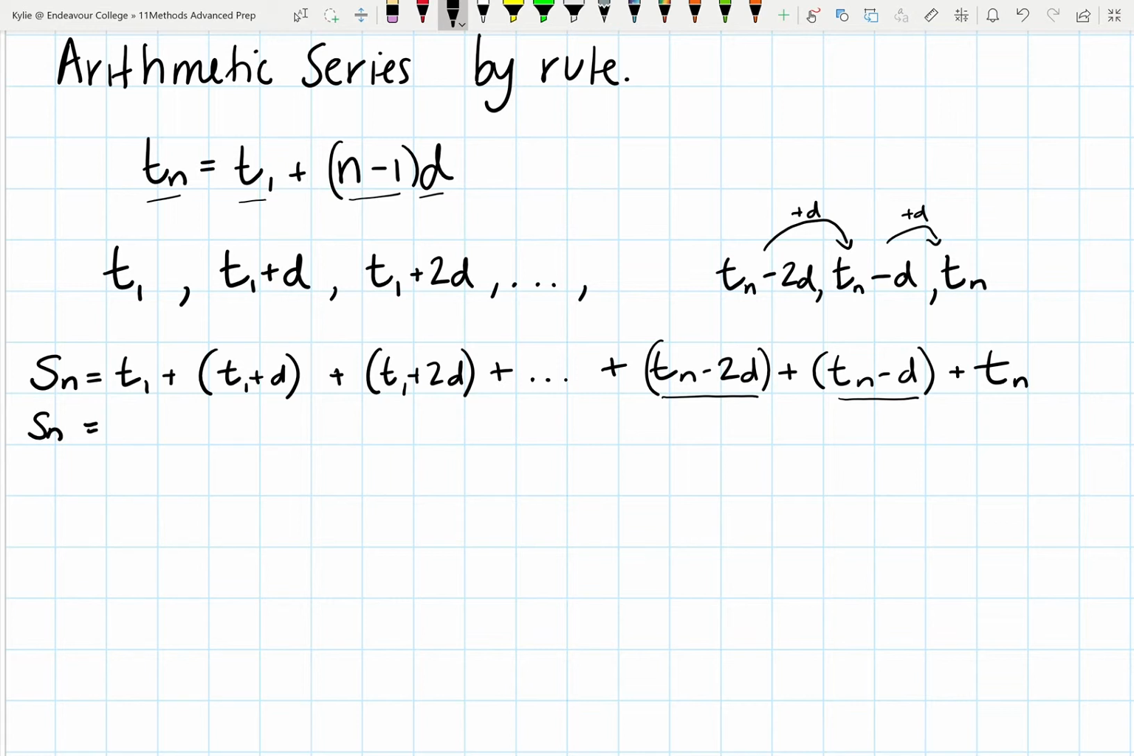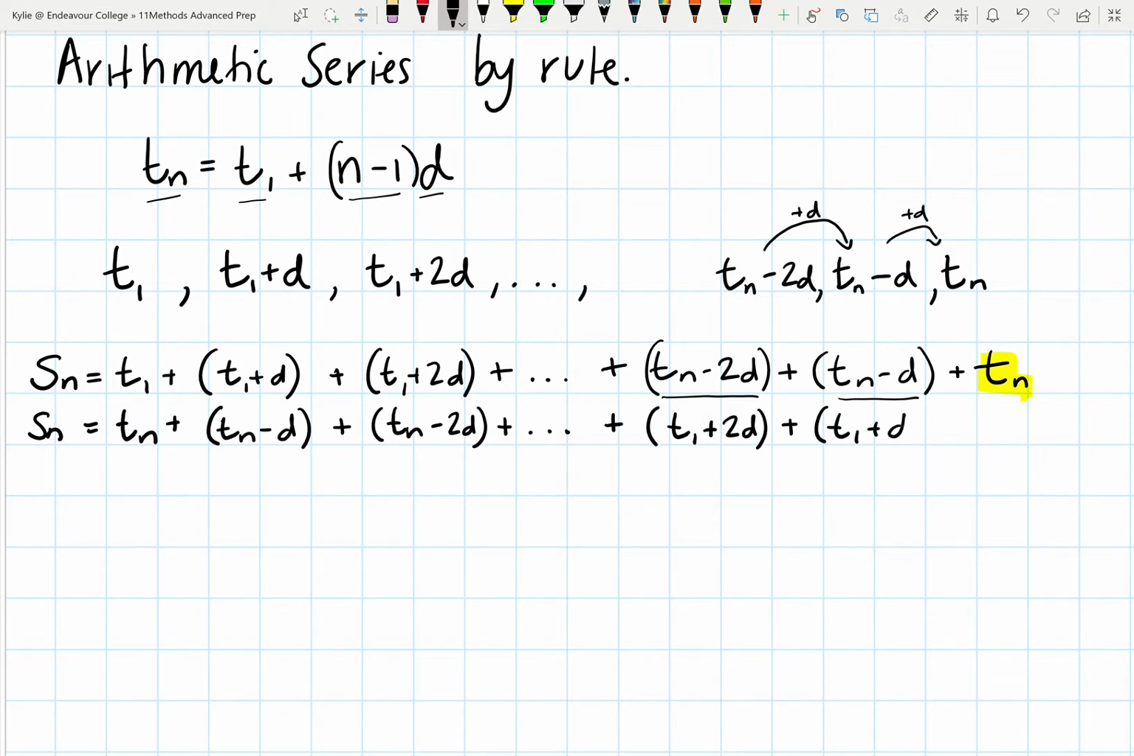So now I'm going to start with what was my last term, Tn, my second last term, which is Tn minus d, my third last term, Tn minus 2d, plus all of the terms in between, plus my third term, which is T1 plus 2d, the second term, which is T1 plus d, the first term, which is T1. All right, so why did we bother doing that?